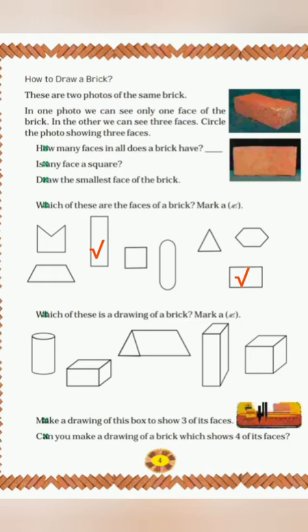Downside some shapes are given. Which of these are the faces of a brick? Mark with a tick. Here I mark with a tick. Third one, it is a rectangle. So this is the face of the brick, and the last one, like a white rectangle, is also a face of the brick. And downside, which of these is a drawing of a brick? That I tick. This is the drawing of a brick.